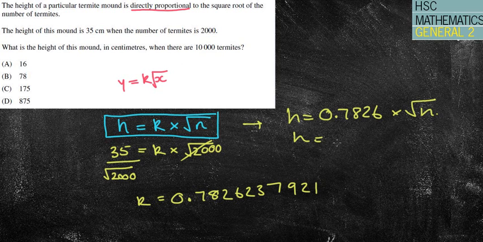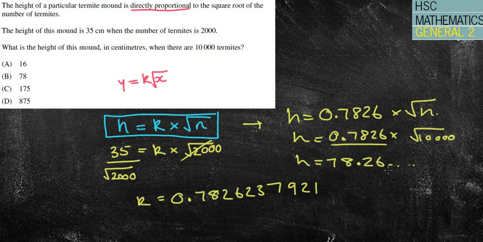Now it says what is the height of the mound? So height equals, when there are 10,000 termites, 0.7826 times the square root of 10,000. Now I've already got that value in my calculator, so I'm simply going to press times the square root of 10,000. I chuck it in and I get an answer of h equals 78.26... So 78 will be my rounded answer, which will be B. Okay, next question.